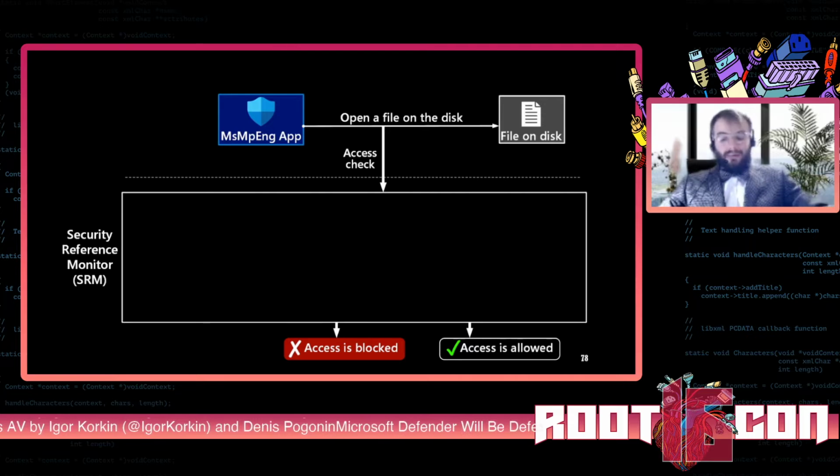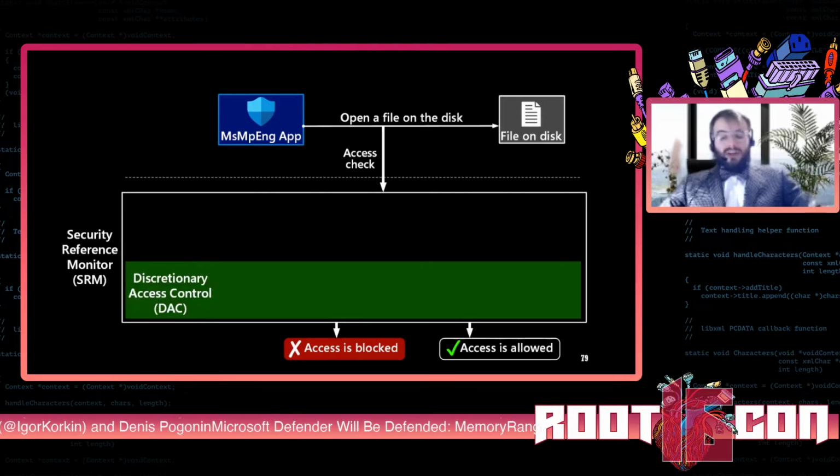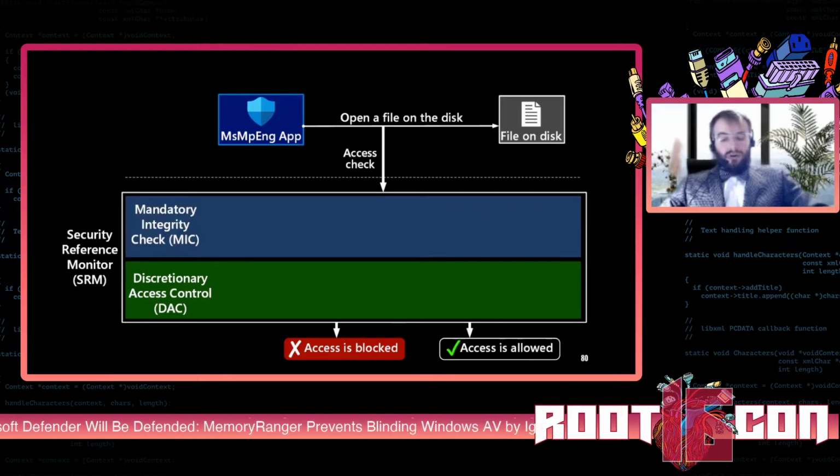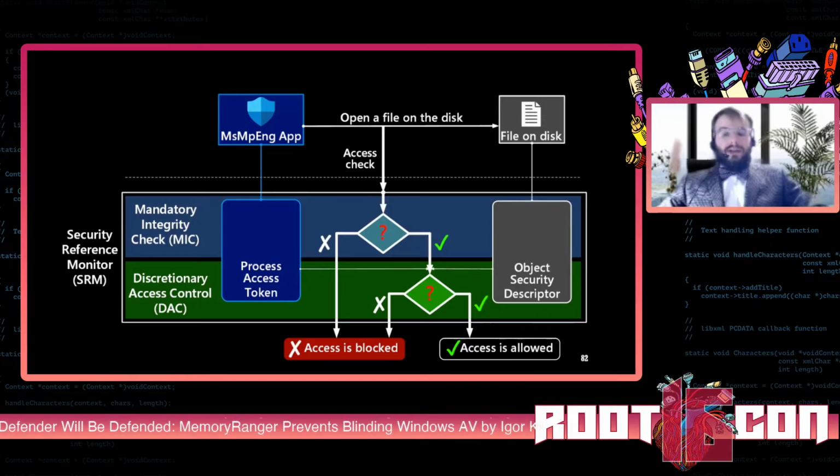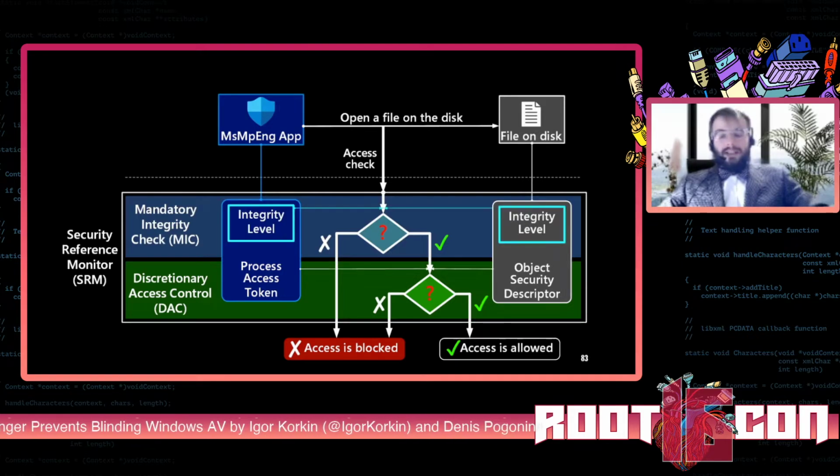It was originally based on Discretionary Access Control, DAC. Mandatory Integrity Control, MIC, has been added in addition to DAC. MIC was designed to isolate untrusted apps from the rest of the OS. Now we have two different access checks. DAC checks privileges using the access token and security descriptor, while MIC reads and compares the integrity level from the access token and the integrity level from the object descriptor.